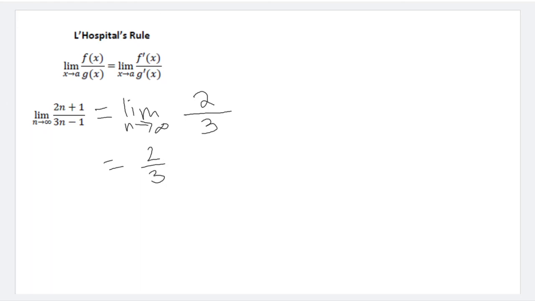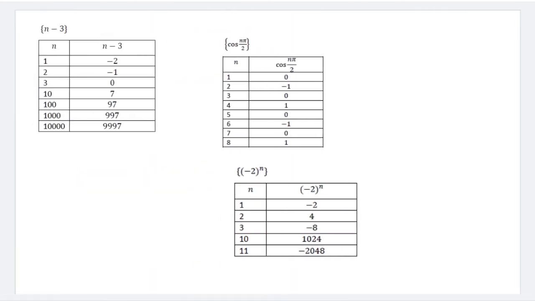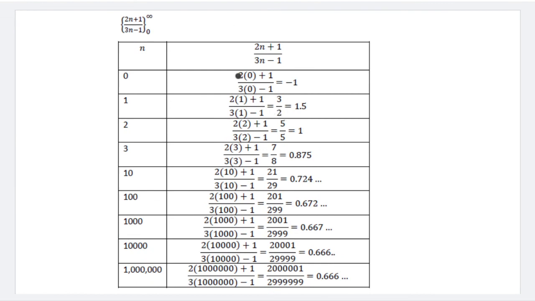So let's go back to that sequence. Okay, here. So this is 2n plus 1 all over 3n minus 1. So this one, as we keep increasing our n, it becomes 0.66666, a never ending decimal.